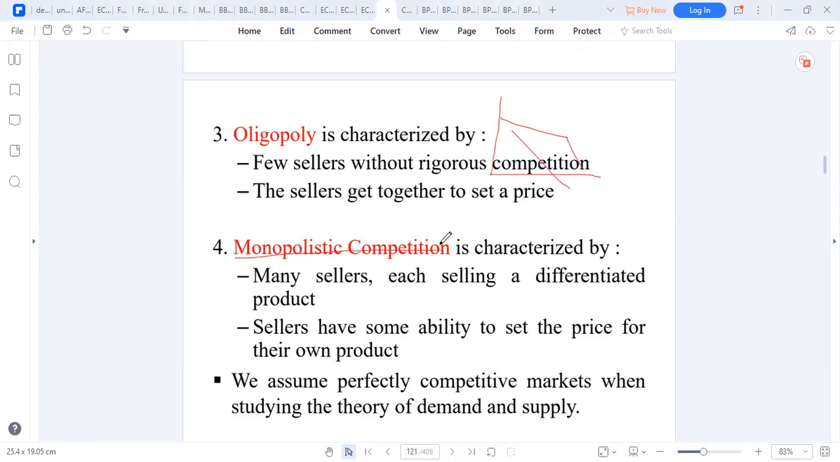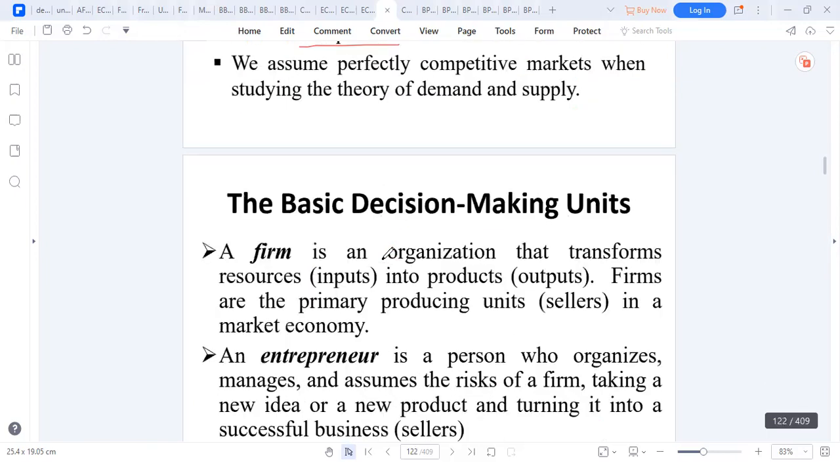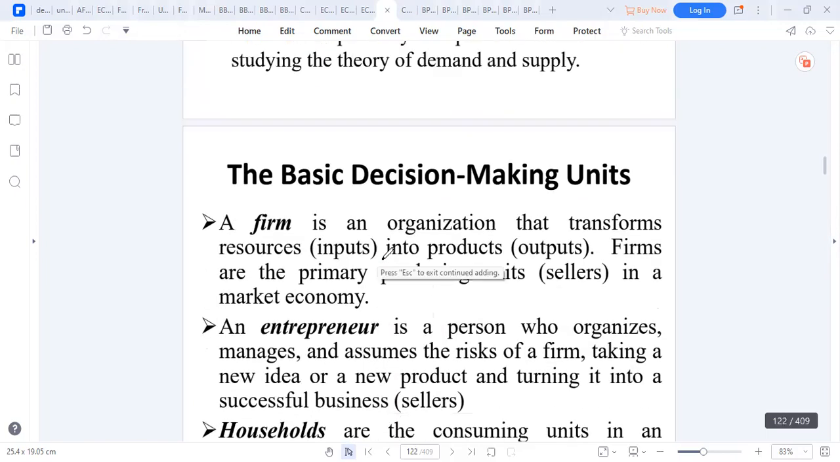Monopolistic competition is characterized by heterogeneous goods, which are heavily characterized by product differentiation, where sellers have an ability to set a price due to initiatives of product differentiation. Here we assume that the perfectly competitive market is a market where the invisible hand of demand and supply will regulate the prices.